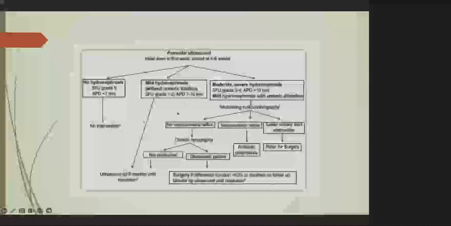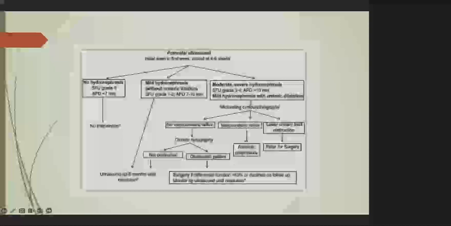In cases of mild hydronephrosis, serial ultrasounds are done 3 to 6 monthly, while in moderate to severe, we need to do an MCU. Based on the MCU, we need to discuss further. If there is no VUR, we can do a renography. If it is not obstructed, again, we can follow it with ultrasounds. If it's an obstructed pattern, then the differential function is less than 40 or it is declining over time, so we need to go for surgery.